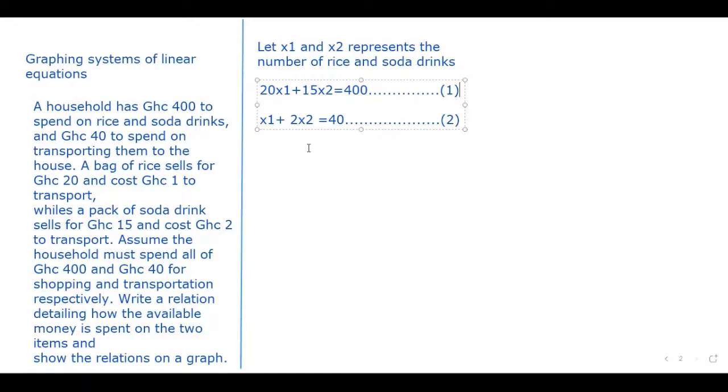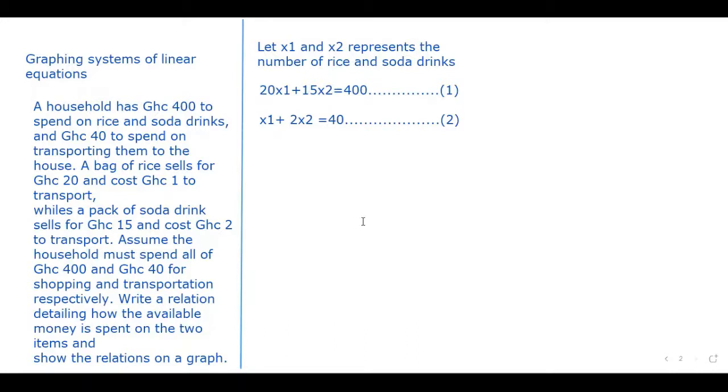Now we are going to learn how to use the graphing systems to solve for the value of x1 here and the value of x2 here. At first in SHS we all know that something like this we are going to use simultaneous equations to solve, or we can use matrices to solve, but we are saying we can use a graph to solve for the value of x1 and x2.